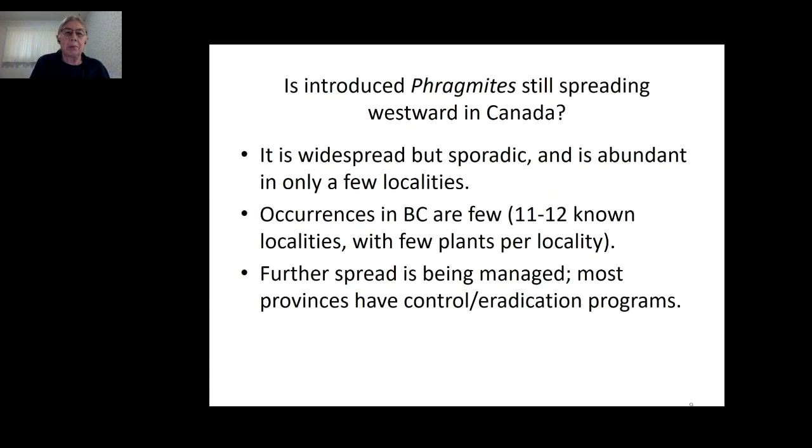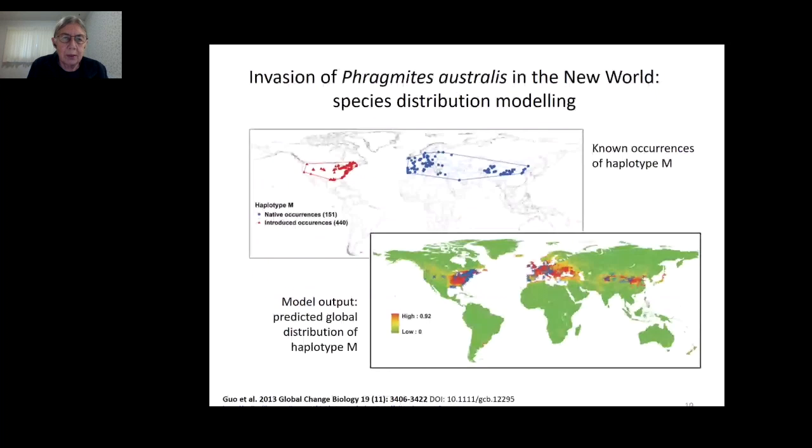on top of any problem very early on, while it's still a small problem, before it becomes a big one. So in BC overall, Phragmites is widespread but sporadic. And the question is, is it still spreading? It is probably still spreading, but the occurrences, as I said, are relatively few. The known localities are only about a dozen, and those are being very carefully managed. And BC has a rapid response program to really keep track of these ones.